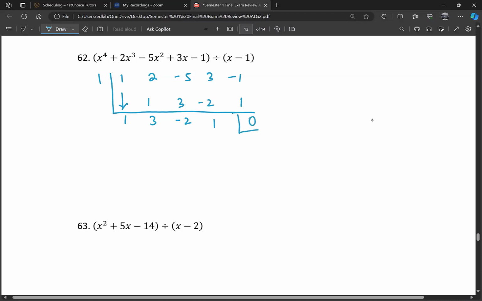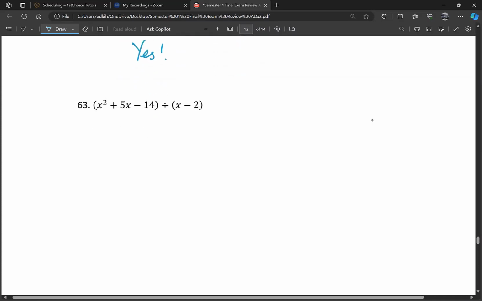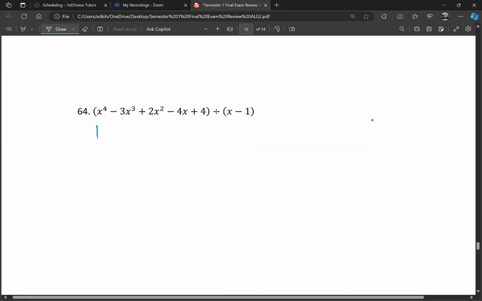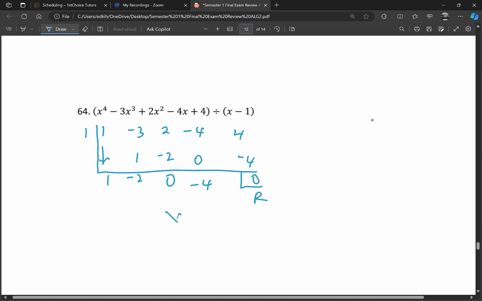So here you get a remainder of 0. So the answer to this would be yes, because we got a remainder of 0. Here, repeat the same process. Synthetic division. 2 goes here. 1, 5, -14. Drop down the 1. Add. 0. Oh, guess we got a remainder of 0. So you would say yes, x minus 2 is a factor. Here, it's kind of getting boring at this point, right? So bear with me. 1, -3, 2, -4, and 4. Drop down the 1. Multiply, add. Remainder is 0. So this would be yes.